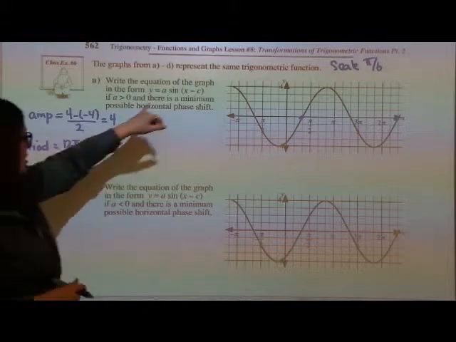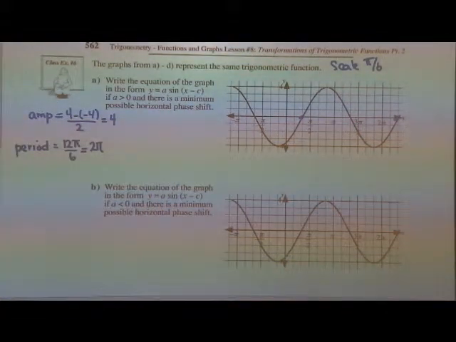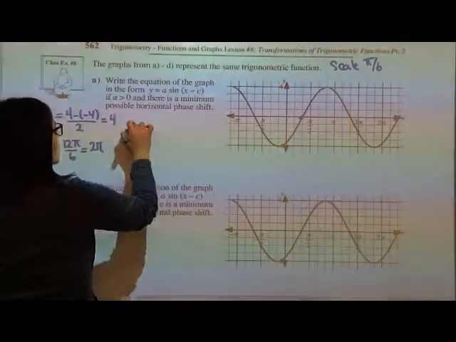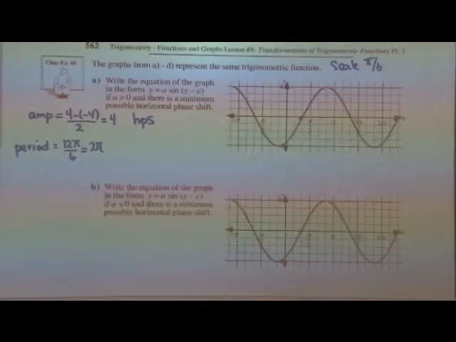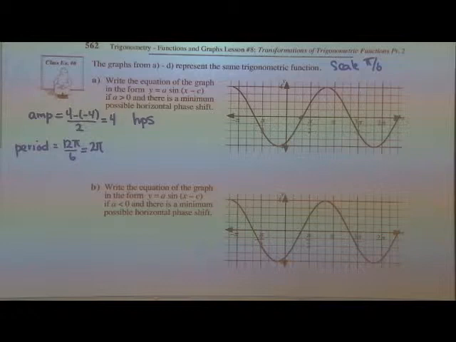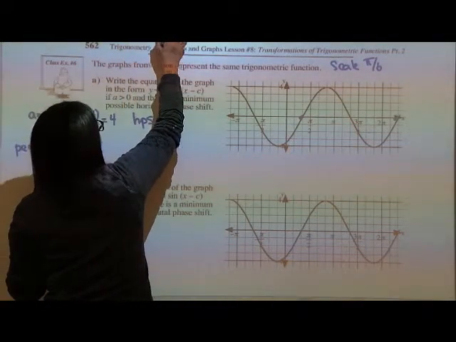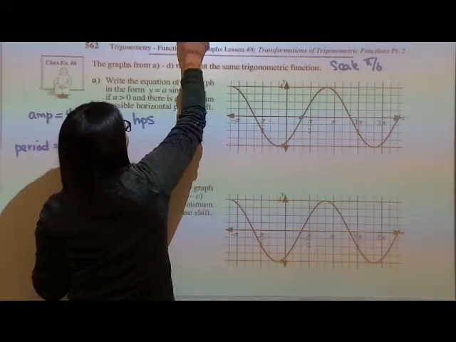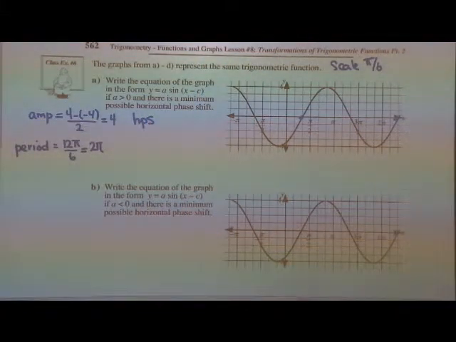Oh, I guess I didn't even actually need to know the period because it's not prompted in the question. Sorry, I need to know the value of C. C is my horizontal phase shift. This is the one that gives people a lot of trouble. What we have to go back to is, what does a sine x graph look like? The sine x graph starts in the middle, goes up, comes back down. That's what the sine x graph looks like before I make any changes to it.